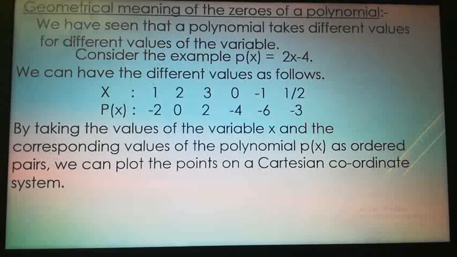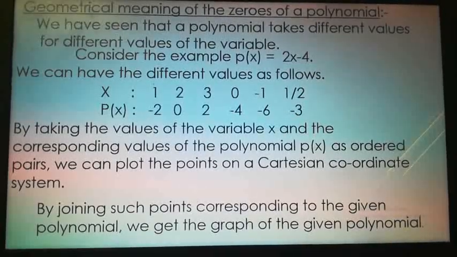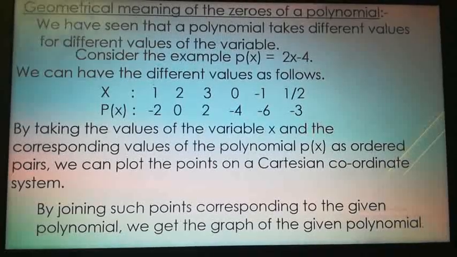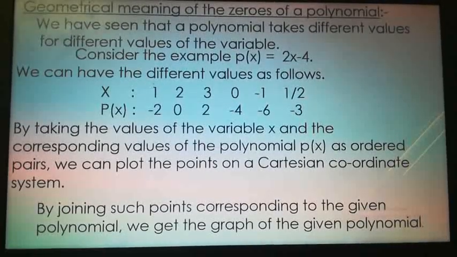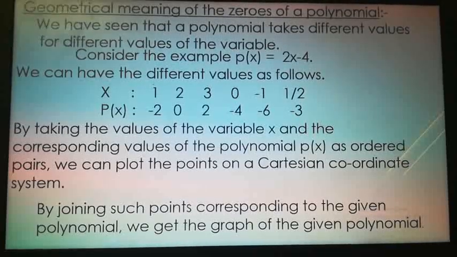So these ordered points, where x, p of x, the value of the variable is the first coordinate and the value of the polynomial is the y coordinate, we can have ordered pairs. So plot these points on a Cartesian coordinate system, and by joining these points we will get the graph of the given polynomial. So this is how you draw the graph of a polynomial, by considering different points satisfied by x and p of x of the given polynomial.